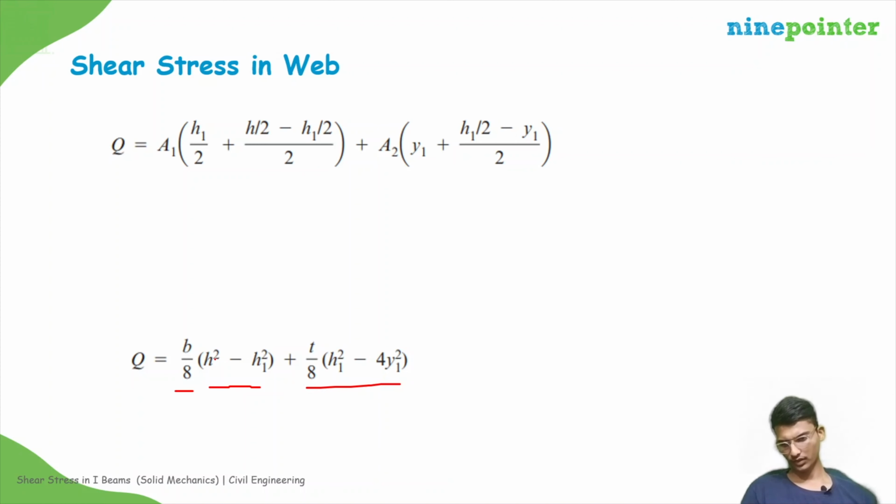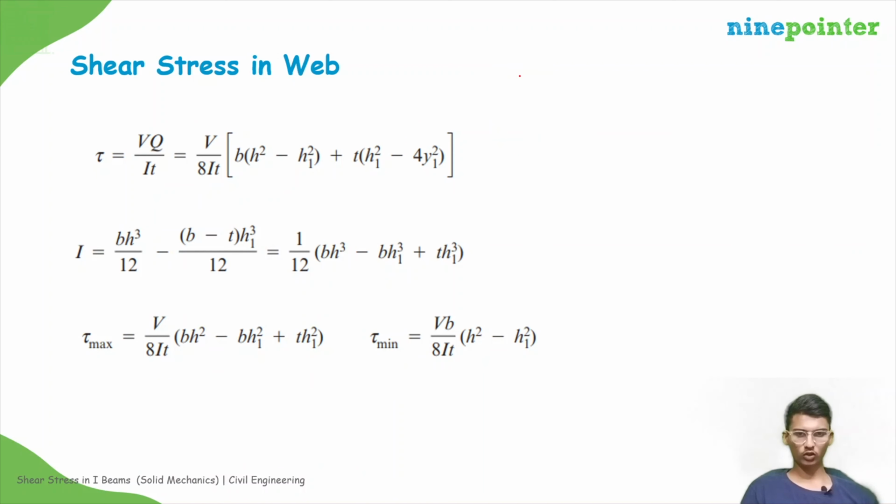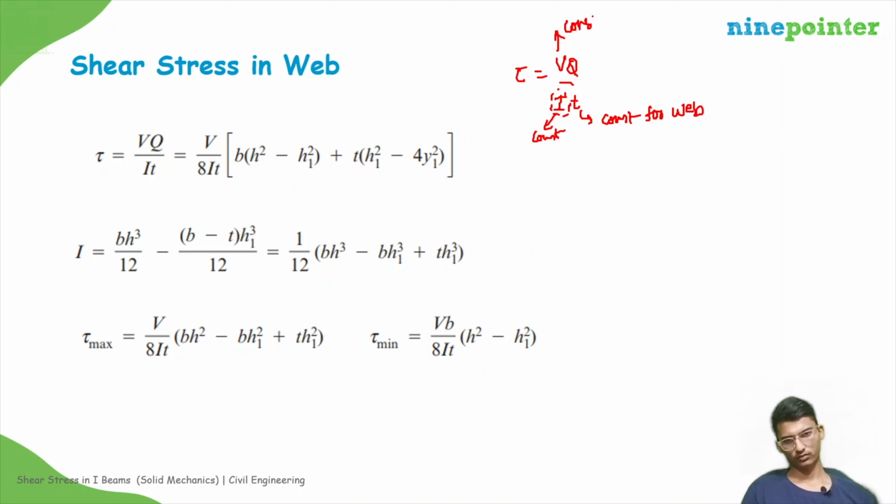See, the only variation will be of Y, right? All this H1, T, H and B are constant for a given I-beam. Only the variation will be with respect to y, right? So we know that tau is equal to VQ divided by IT. So the I is for the whole cross section. So this will be constant for a given I-beam. T is constant per web, right? And V is also constant. So the only variation will be in Q, right? So we can write V by 8IT into this thing. So I, we can calculate the I.